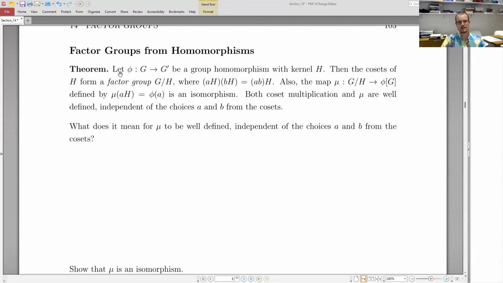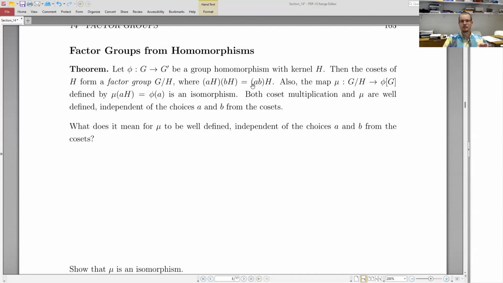So this theorem says, let phi, a mapping from G to G prime, be a group homomorphism with kernel H. And the cosets of H form a factor group G mod H. That's not surprising at all. Since it's a kernel, it is a normal subgroup. Therefore, it is a factor group where the multiplication of left cosets is defined in this way. So none of that is new.